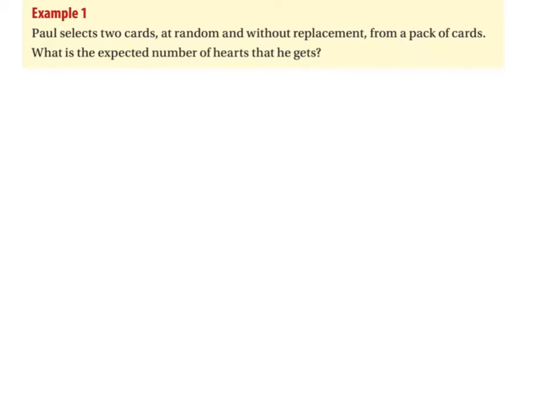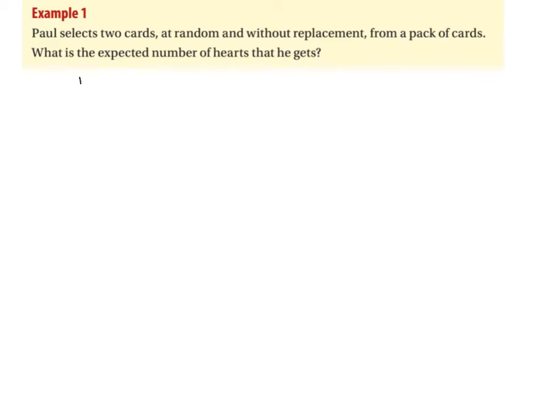So what we have here is Paul selects 2 cards at random and without replacement from a pack of cards. What's the expected number of hearts that he can get? Well, if he selects 2 cards and he's after hearts, there's only 3 things that can happen. He's either going to get 0 hearts, 1 heart, or 2 hearts. So there's your table for you.